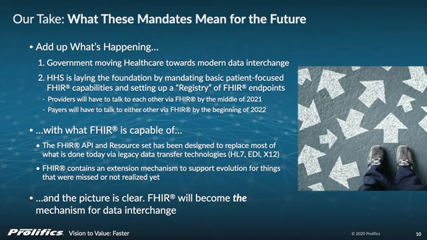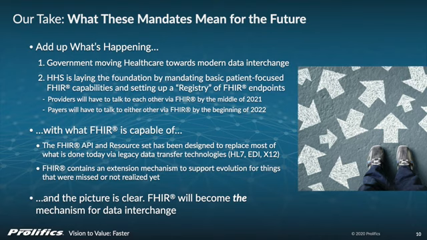And the way that that's going to happen is that data interchange has got to come out of the 90s and into the 21st century. HHS clearly sees that there's a patient desire for this. A lot of the future initiatives that are being worked on, such as pricing transparency, are really going to require open access to data. So they're laying the foundation of making providers have to talk to each other by the middle of 2021. That's pretty aggressive.